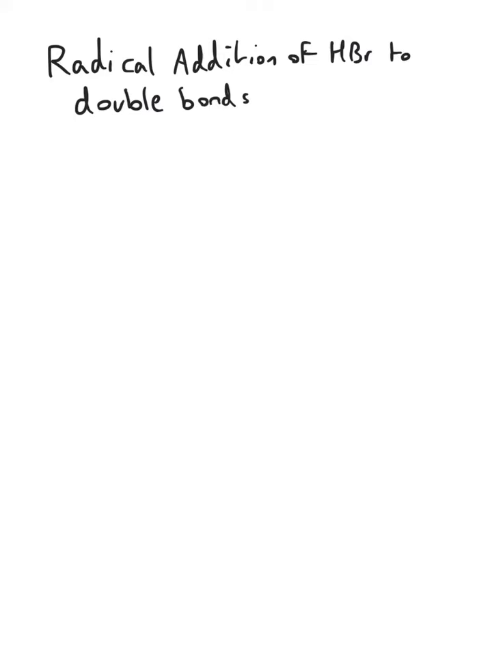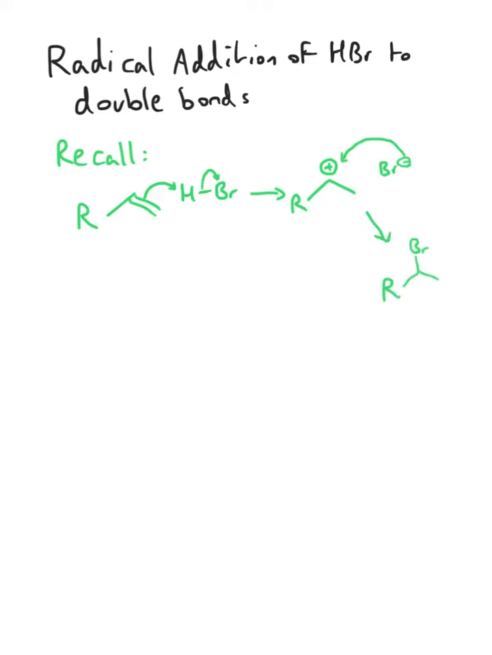This video is about the radical addition of HBr to double bonds. Now recall the addition of HBr to a double bond. You will recall that a double bond acts as a nucleophile, grabbing the proton, forming a secondary carbocation, which then gets attacked by the bromide to form a secondary bromide.